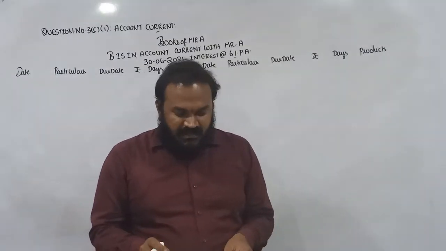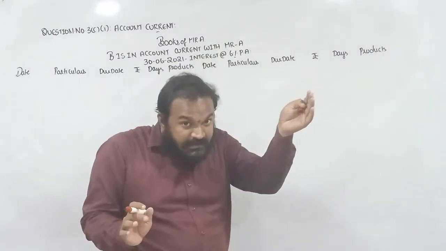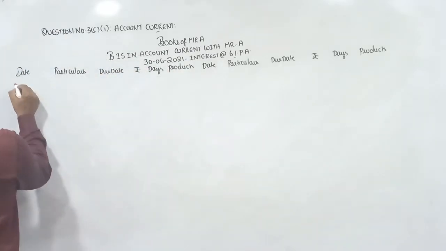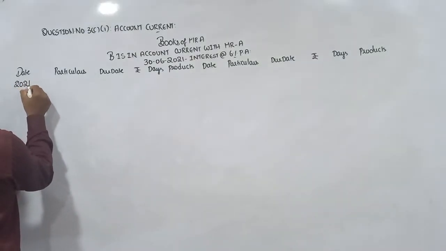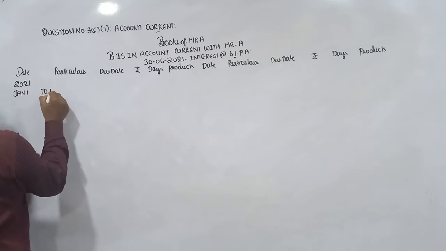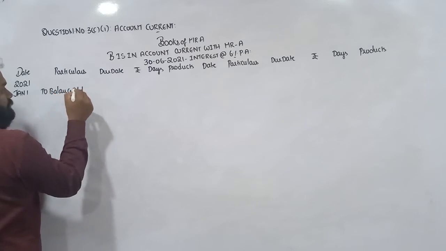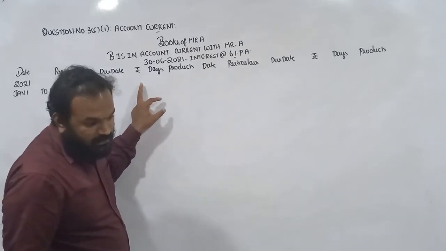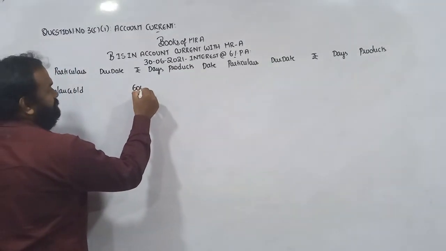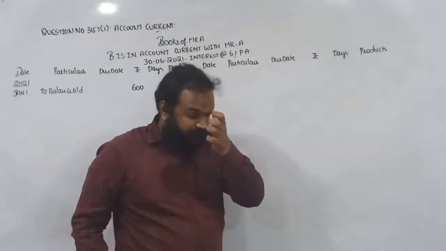So 1st January, balance due from B. It means B is debtor to Mr. A. So 2021 Jan 1st to balance brought down. What is the amount here, boys and girls? 600. Due dates we will see later. Let us fill up to the first transactions.